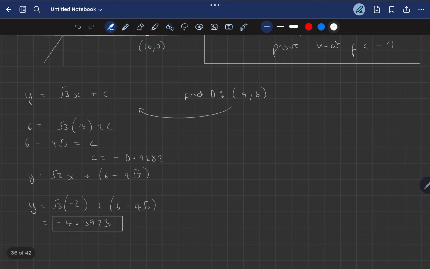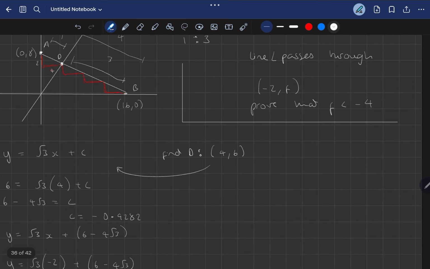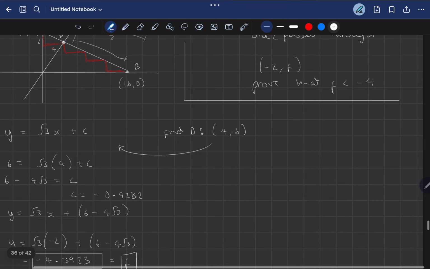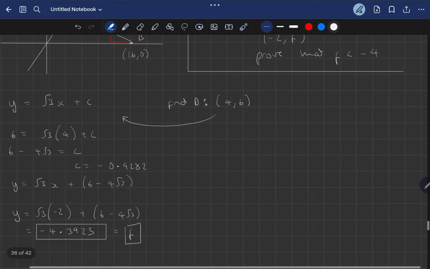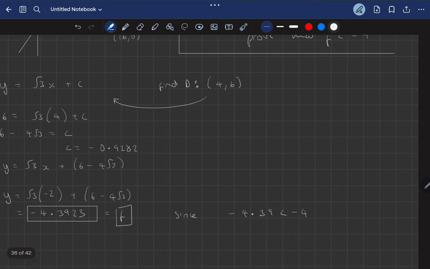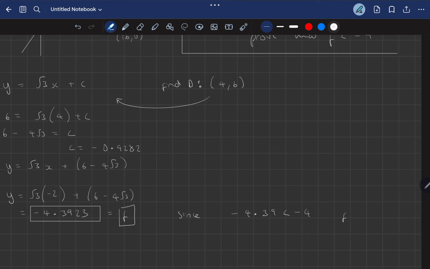And the y-coordinate is just equal to f, because the coordinate is (-2, f). We have to prove that f is less than -4. Since -4.39 is less than -4, f is less than -4. And that is our final answer.